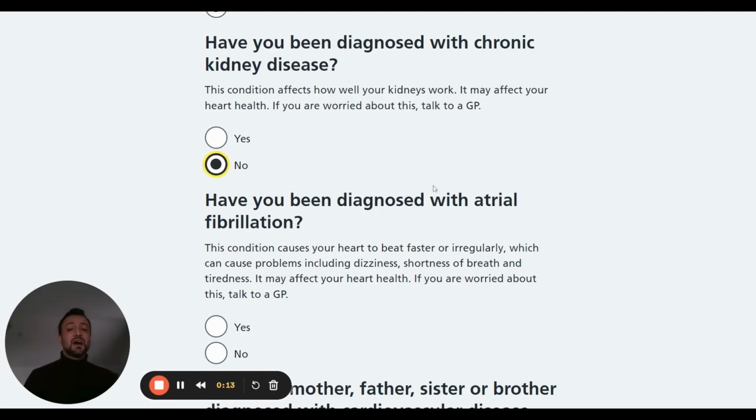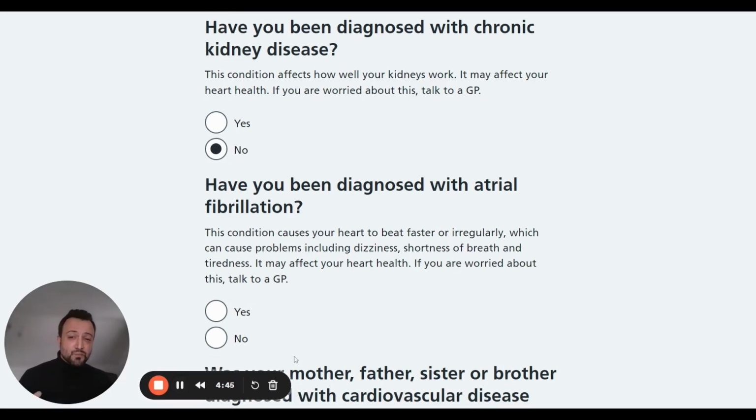Chronic kidney disease, I don't have this. The kidney is such an important organ when it comes to heart health. The kidney's primary responsibility is to manage toxins in the blood, and it relies on a constant flow of blood to the kidney.